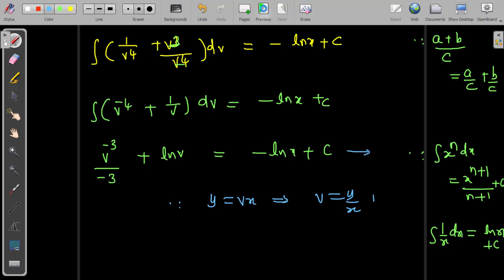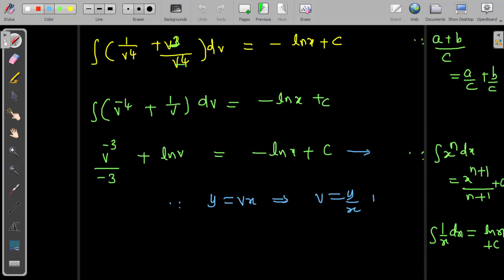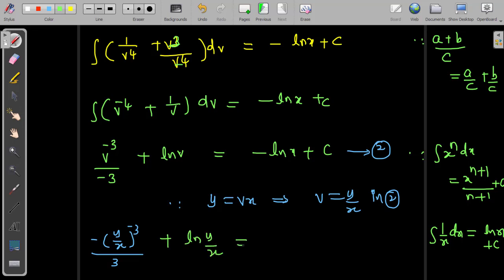Let us suppose this is equation number 2. Let us give an equation number to this one. So put v equal to y by x in equation 2. You will get here, first term on the left side is v value, y by x to the power minus 3, divided by minus 3. This minus I have written in the numerator. This is the v value, y by x to the power minus 3, kept the same. After that plus ln v, which means ln y by x, is equal to minus ln x plus c.